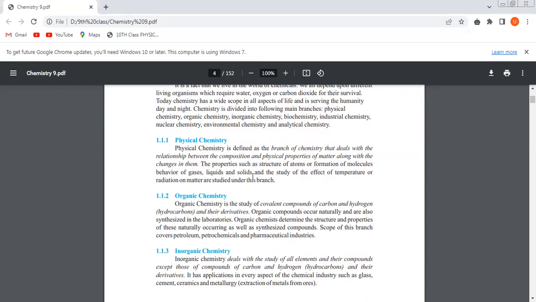The properties such as the structure of atoms, the formation of molecules, behavior of gases, liquids, and solids, and the study of the effect of temperature or radiation on matter are studied under this branch.